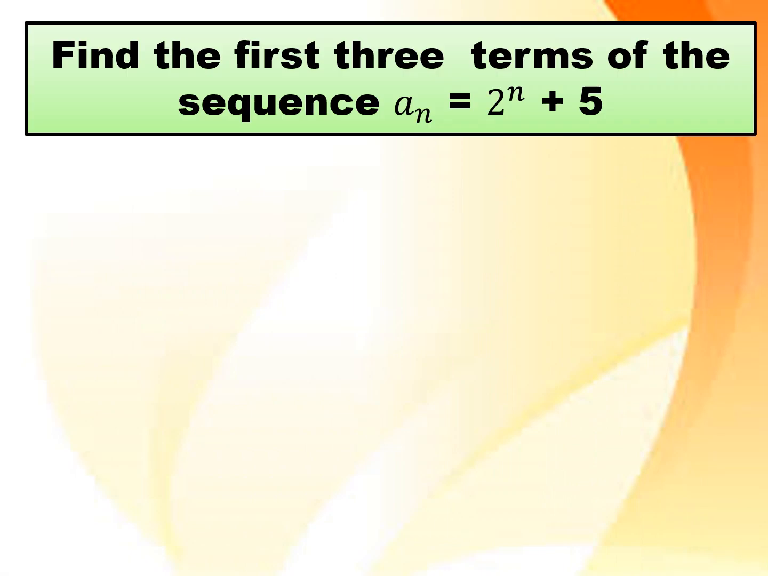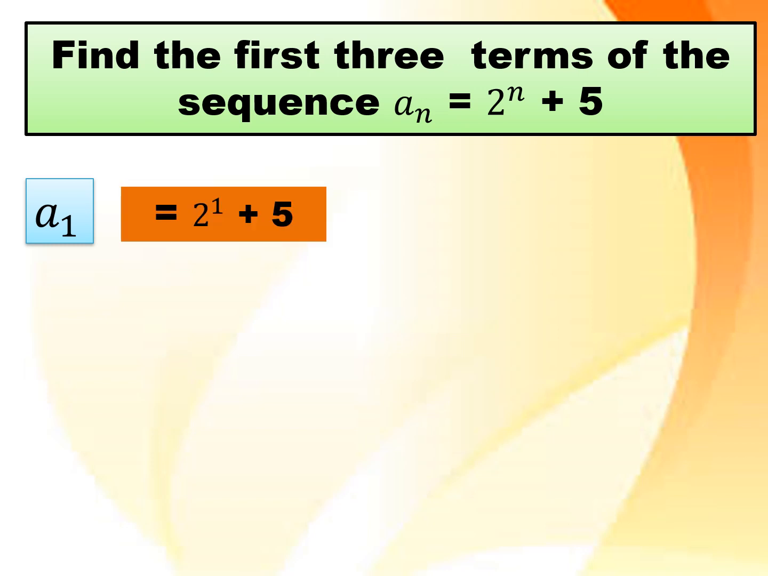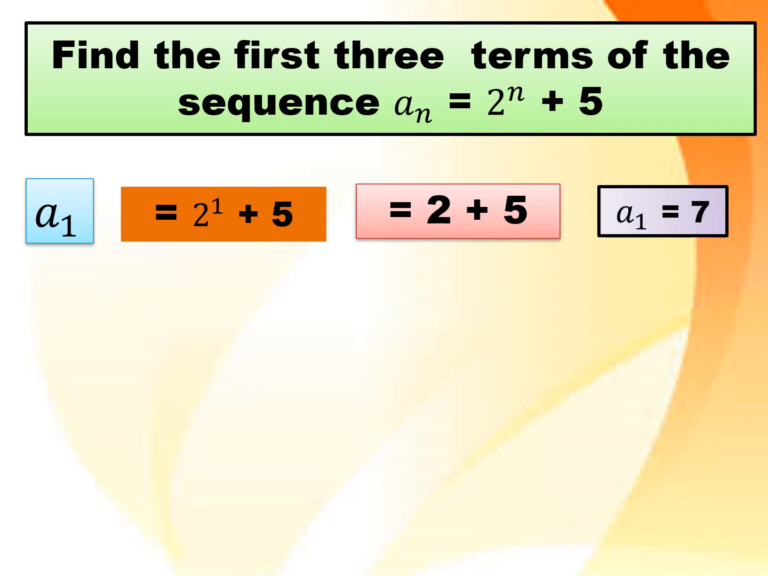Let us find the first three terms of the sequence a sub n is equal to 2 raised to n plus 5. So we have a sub 1, 2 raised to n, which is 1 plus 5. Simplifying the exponents, we will have 2 plus 5, which is equal to 7.